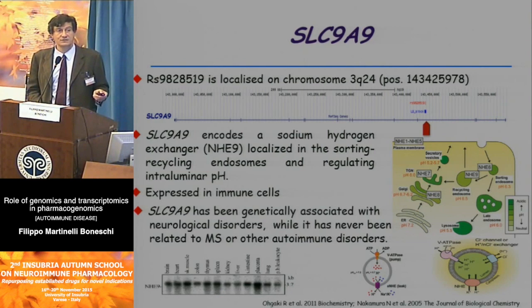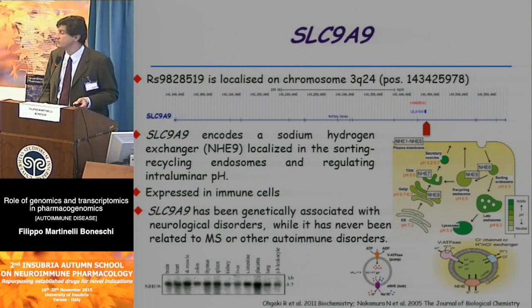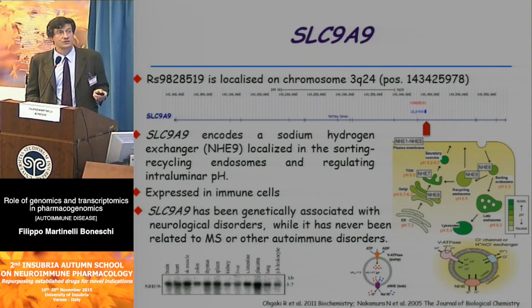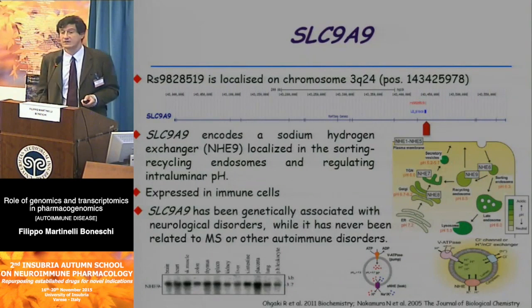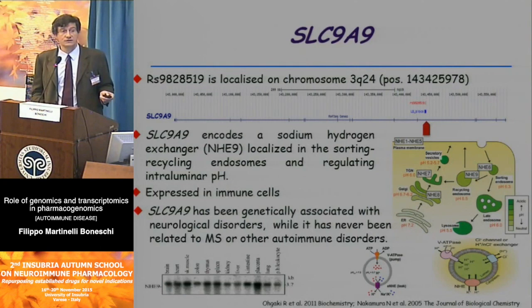But we can hypothesize that there are some mechanisms which explain why individuals who carry that specific variant have a different response to the treatment. So we started to look at the gene, which is a sodium hydrogen exchanger, also called NHE9, and it is localized in the sorting recycling endosome. It's on the membrane, and it has an important role in regulating the intraluminal pH. So it is involved in the regulation of the pH of the cytoplasm and inside the endosome.